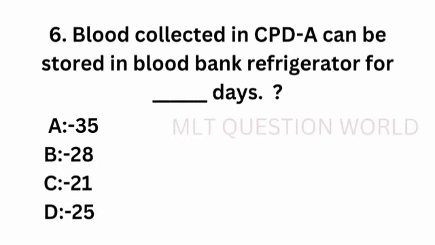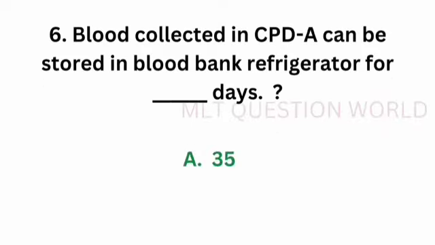Question number 6. Blood collected in CPDA can be stored in blood bank refrigerator for dash days. Option A 35 days, option B 28 days, option C 21 days, option D 25 days. How many days we can store blood collected in CPDA in blood bank? The correct answer is option A 35 days. Blood collected in CPDA can be stored in blood bank refrigerator for 35 days.